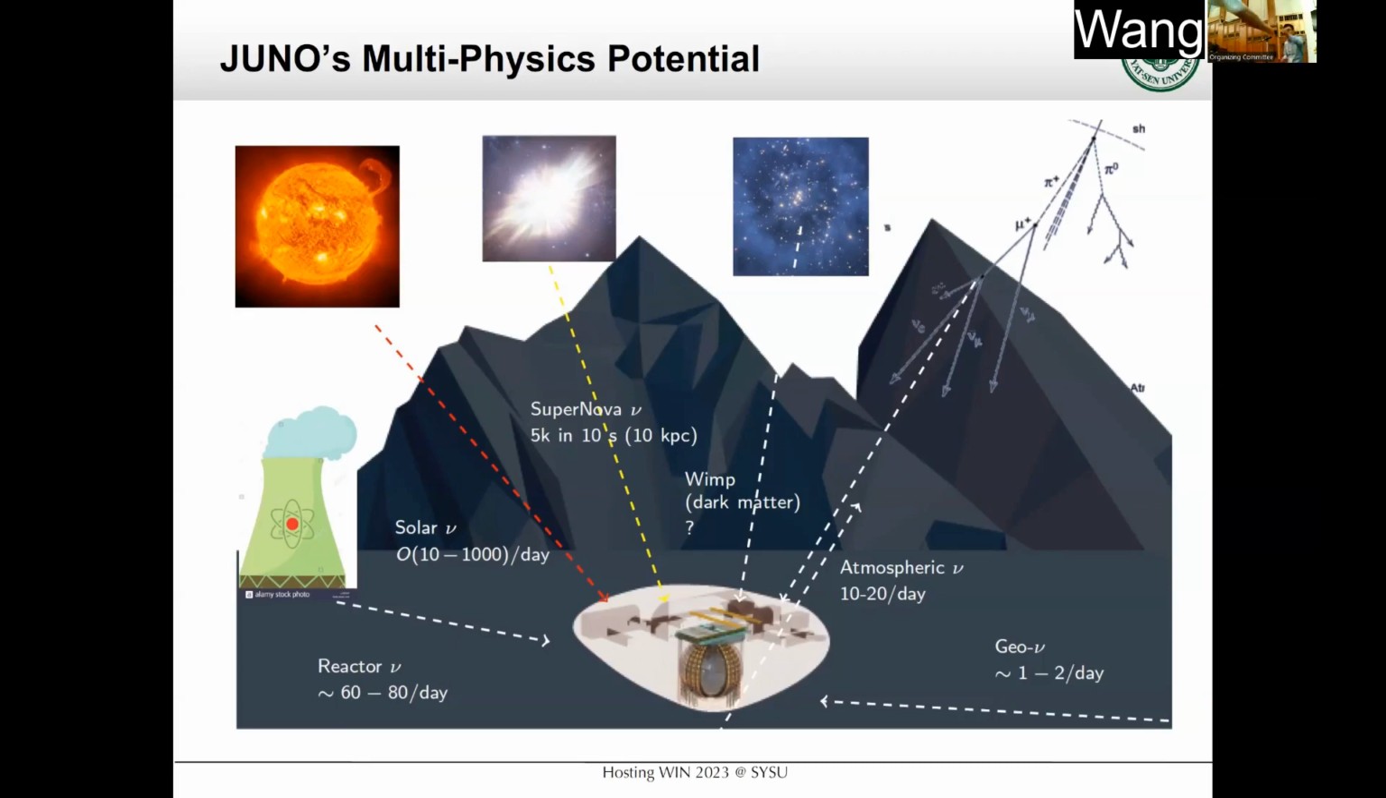Yes. I know that JUNO has plans to study supernova neutrinos. So suppose that a core-collapse supernova explodes in our galaxy. What is the energy threshold for such a detection?